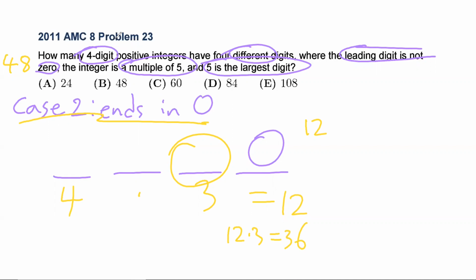And remember that our first case, we got 48. So when you add 48 and 36 together, then you should be getting 84, which is D. So any questions for this problem?